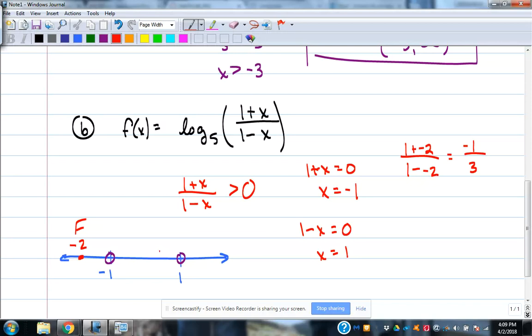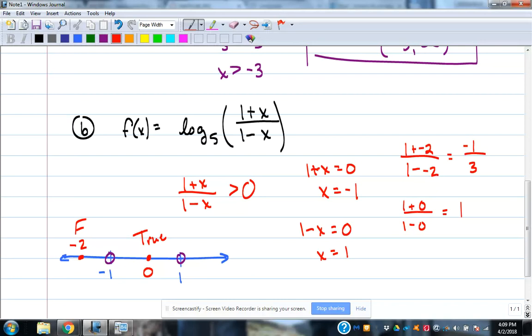I'm going to pick a number that's between -1 and +1. 0 is a good one. You could pick any of those fractions that are there if you wanted to. I don't know why you would, but you could. 0 is the easiest one to plug in. So if I plug in 0, 1 plus 0 over 1 minus 0, that's 1, right? Is 1 greater than 0? This area is true. It's possible that this is the only true area of our intervals, but it's also possible that this area might be true as well. So we need to test something in that area as well.